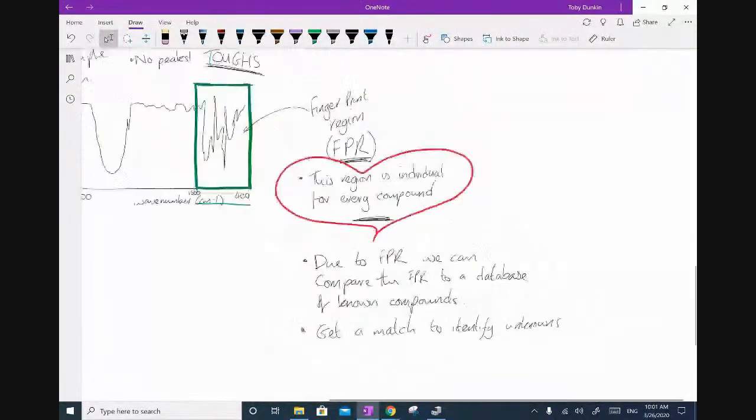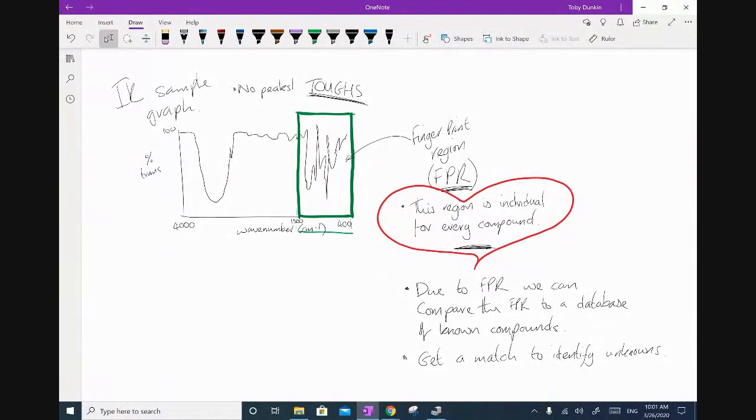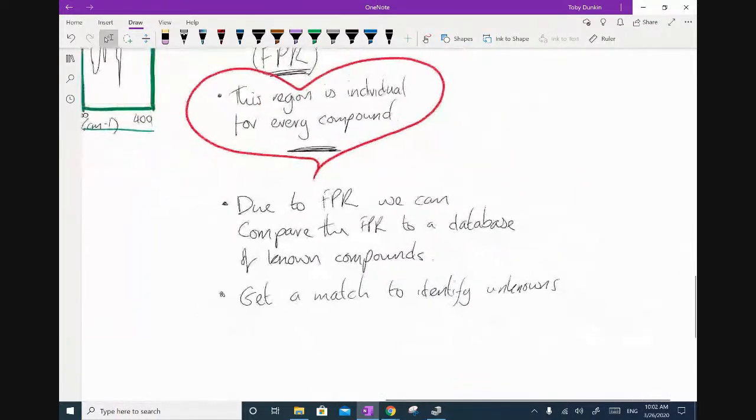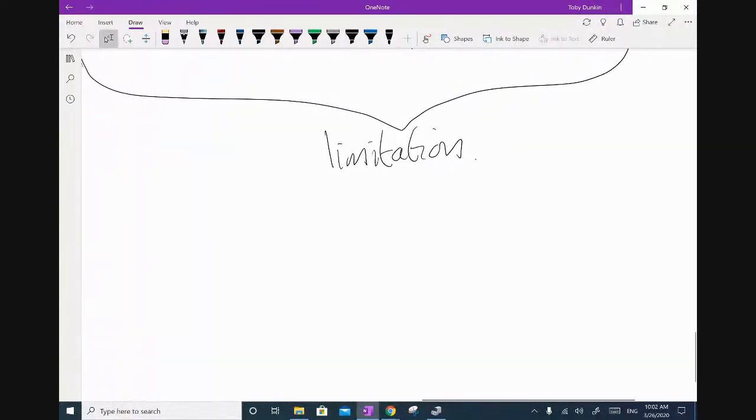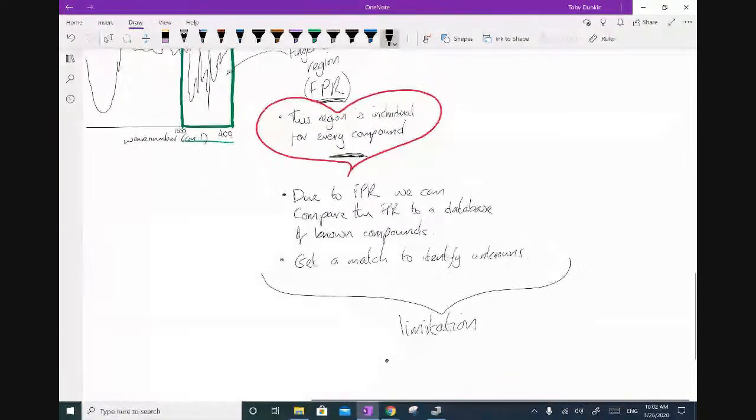Now, this seems amazing. At this point in the lesson I've actually had questions like, hang on a minute, what's the point of doing any more analysis when we can just use the fingerprint region? Great question. So what's the limitation? There is a limitation to the FPR. There's only one limitation. Can anyone guess? I wonder if anyone wants to post in the chat. I know you're probably a little delayed. But what's the limitation of the FPR going to be?